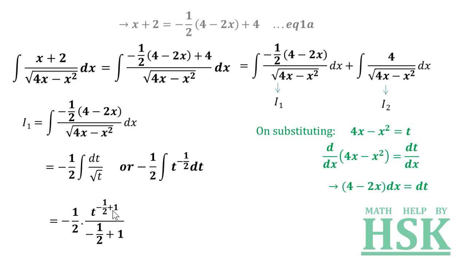So this gives me 1 by 2, 1 by 2. So I'm going to obtain this minus 1 by 2 t to the power of 1 by 2 upon 1 by 2. These two cancel out. That is minus root t, or minus square root of 4x minus x square. So this is the value of I1.